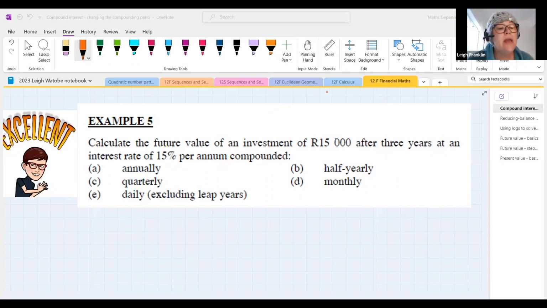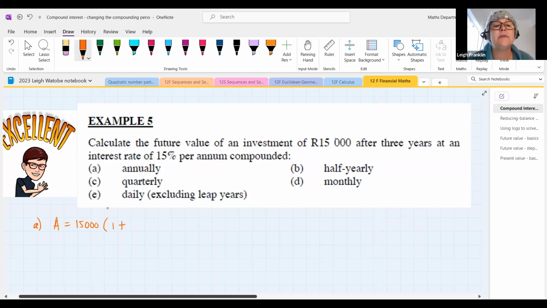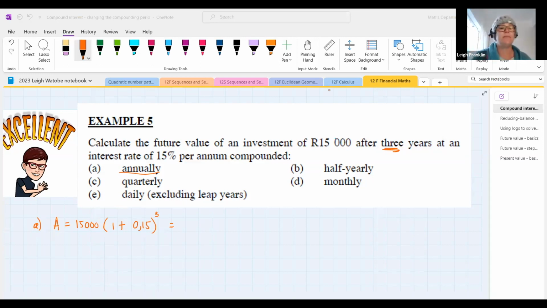Absolutely. So if we have a look at part A, we're just going to do this really quickly. A equals P, which would be 15,000, times 1 plus our compound interest rate, which is 15%, so we would write that as 0.15. And if it's compounded annually, then it means it's being compounded once a year for 3 years. So this would be to the power of 3. What do we get as an answer there? What are you guys getting for A?